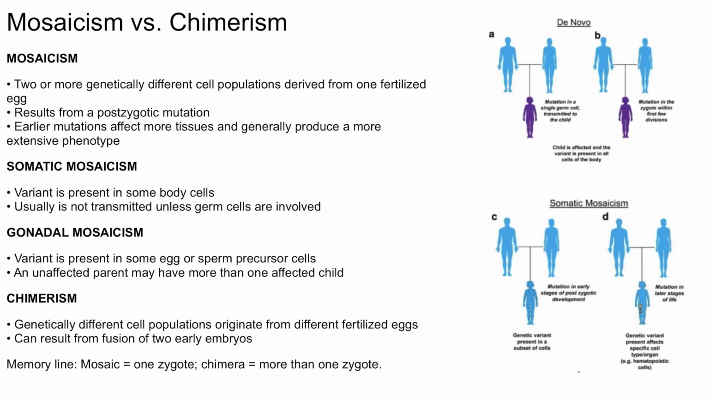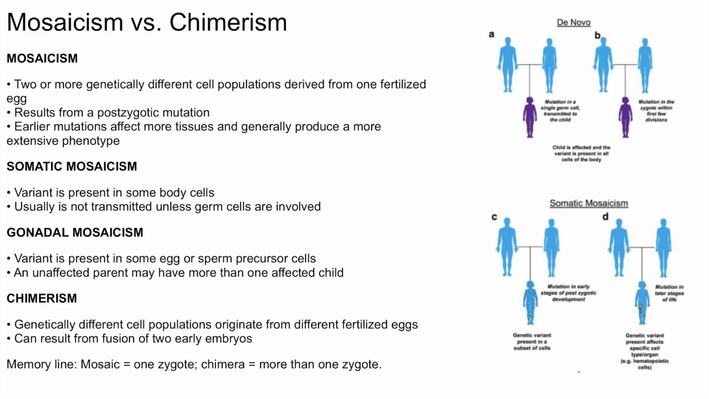All right, so mosaicism means that one person has two or more genetically different cell populations derived from a single fertilized egg. It occurs when a genetic change develops after fertilization. So the earlier that change occurs, the more tissues it can affect and the more extensive the phenotype may be. Somatic mosaicism involves body cells and usually is not transmitted unless germ cells are also affected. Gonadal mosaicism specifically involves a proportion of egg or sperm precursor cells. So this explains how clinically unaffected parents may have more than one child with the same apparently de novo disorder.